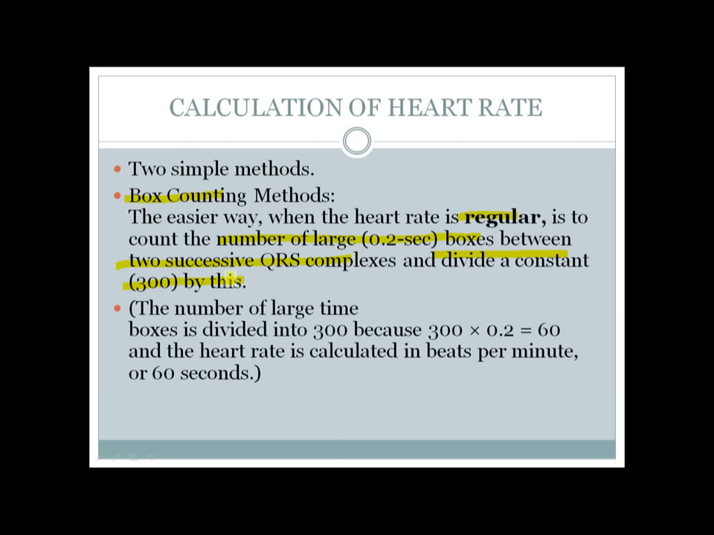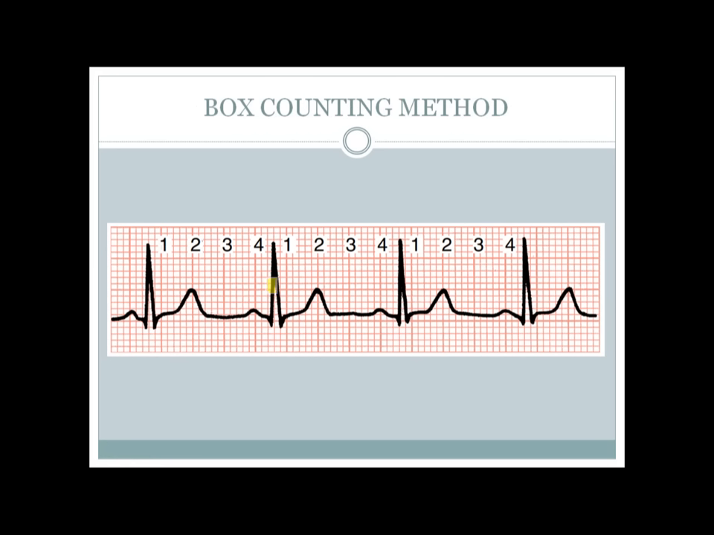Suppose in this here you can see a normal ECG, and here is one QRS complex and here is another QRS complex, and let us actually measure the number of large boxes in between those QRS complexes. So I can see here about 1, 2, 3 and a half, so about 4 large boxes. So 4 large boxes between two QRS complexes. So let us divide 300 by 4 and we get 75. So this patient has a heart rate of 75 beats per minute, which is regular.